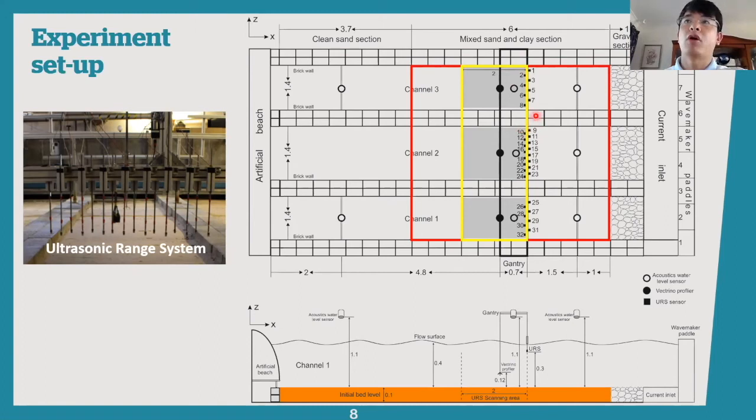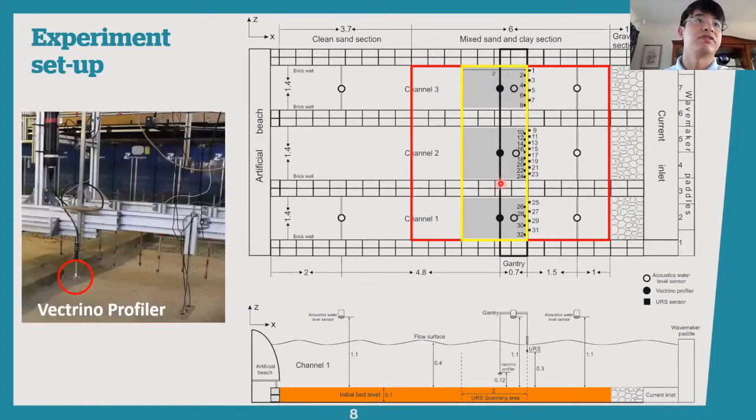Apart from that, we also have 3 vector channel profilers, one for each channel, as shown in these photos. The vector channel profilers with 4 sensors can record the 3-dimensional flow velocities during the experiment. We also have 8 acoustic water level sensors, as shown in these open circles. They can record the water surface elevations during the experiment.